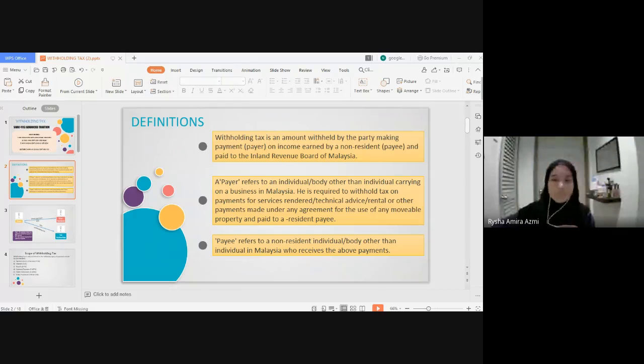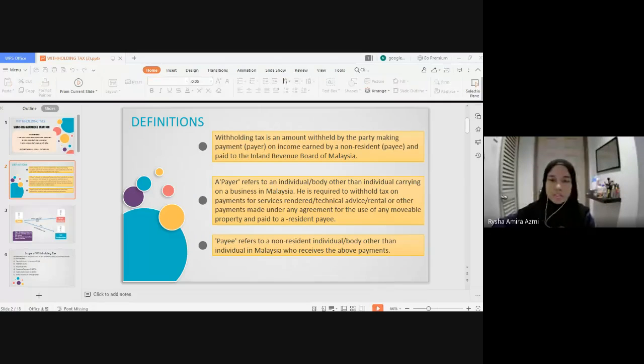Okay, so these are the definitions of the withholding tax. Withholding tax is actually amounts withheld by the party making payment, the payer, on income earned by a non-resident payee and paid to the IRB. A payer is referred to an individual or body other than an individual carrying on a business in Malaysia. It is required to withhold the tax on payment for services rendered, technical advice, rental, or other payment made under any agreement. Next slide.